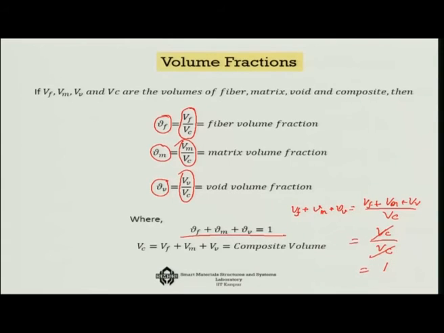Suppose we assume systems that are perfectly voidless, then it will be Vf plus Vm equals unity. This is a special case, the void free composite. In some cases we will assume it to be almost void free, so we will derive the rest of the things based on that.